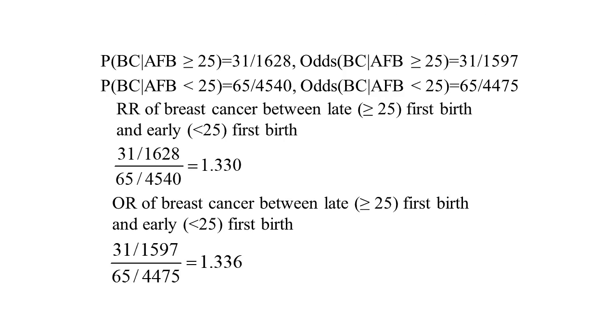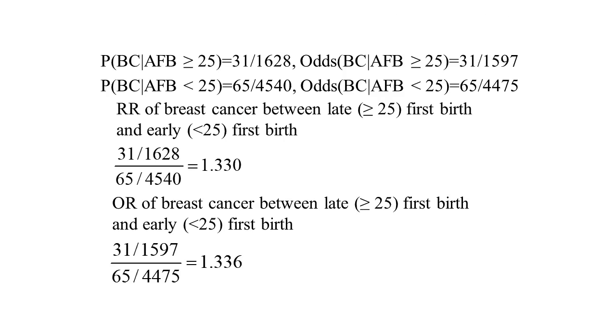The odds ratio of breast cancer, between the two groups, is 31 to 1,597, over 65 to 4,475, which is 1.336. This means, the odds of breast cancer incidence, for the late first birth group, is 33.6% higher than that for the early first birth groups.